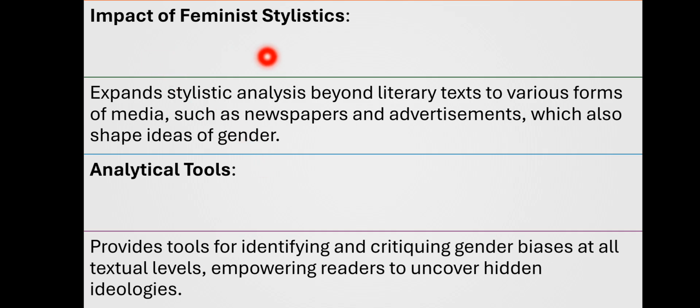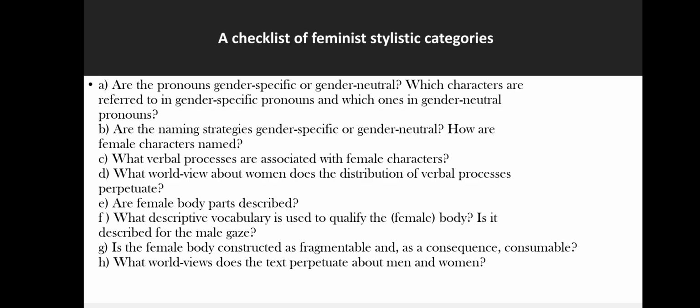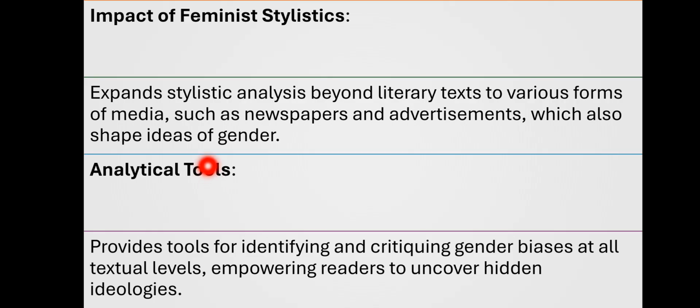The impact of feminist stylistics is that it expands stylistic analysis beyond literary text to various forms of media, such as newspapers and advertisements, which also shape ideas of gender. And we have analytical tools for identifying and critiquing gender biases at all textual levels, empowering readers to uncover hidden ideologies.